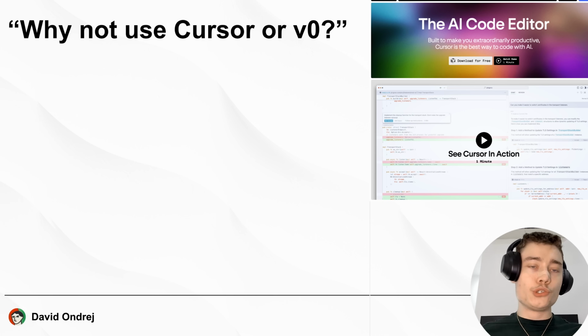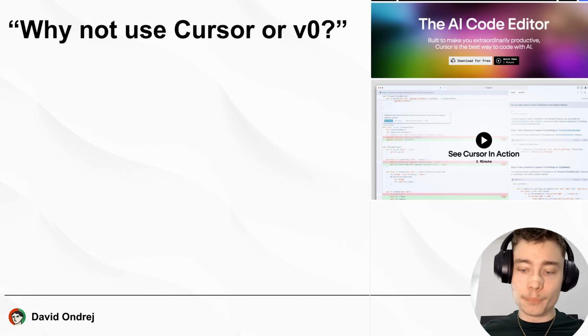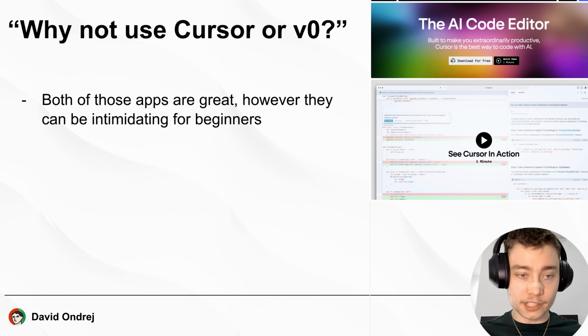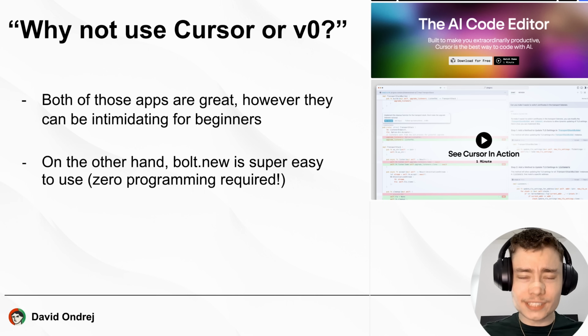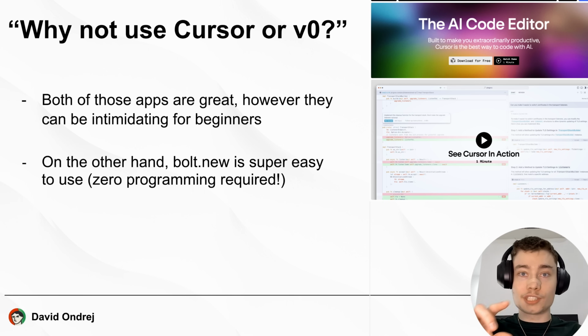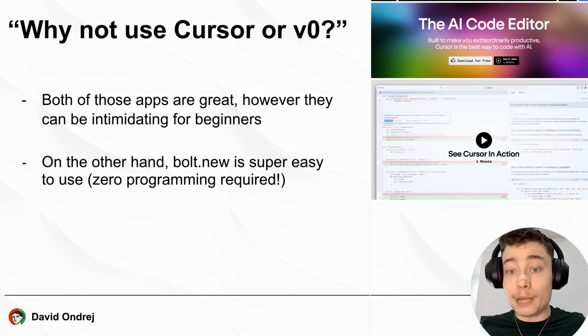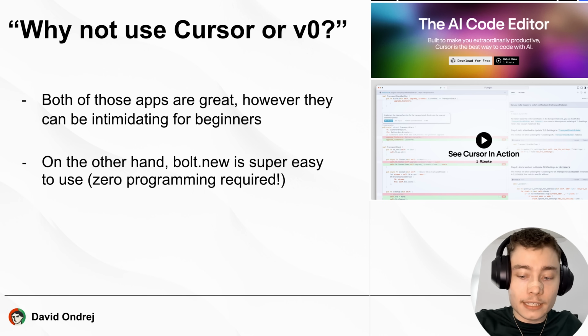Now, why not just use Cursor or V0 instead of Bolt, right? Now, to be clear, both of these tools are still great, and I personally use both Cursor and V0. However, they can be intimidating for beginners. On the other hand, bolt.new is super easy to use. You literally just type text prompts the same way you would do in ChatGPT. So there is no programming knowledge required. The app does the entire process for you.